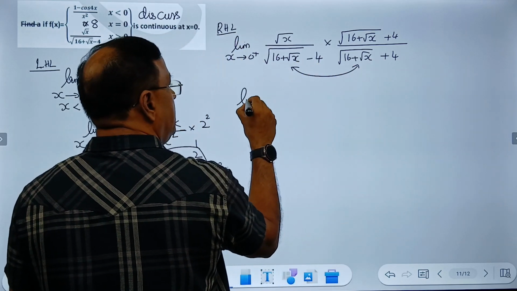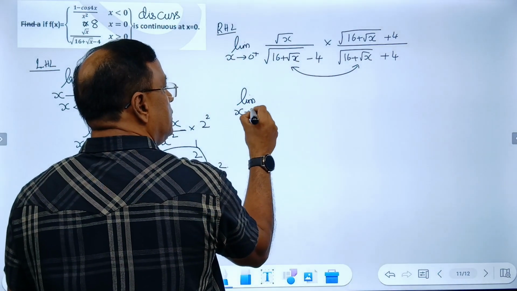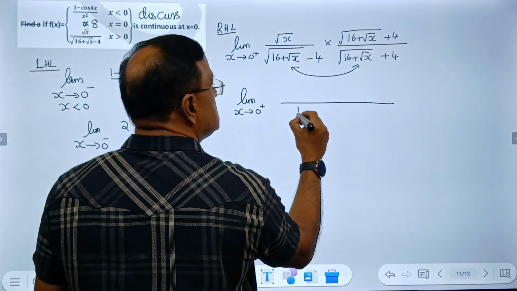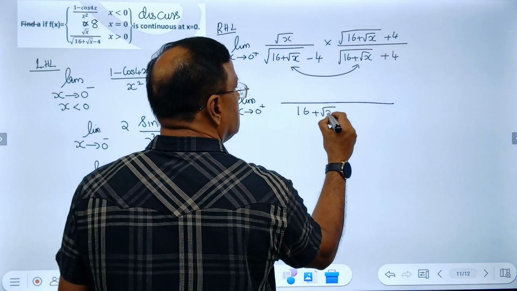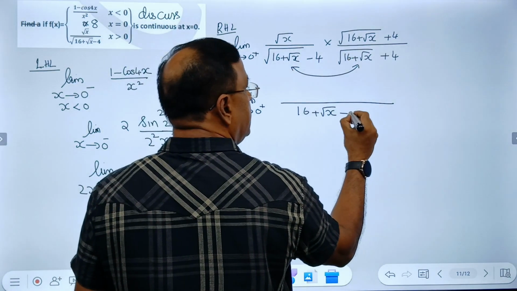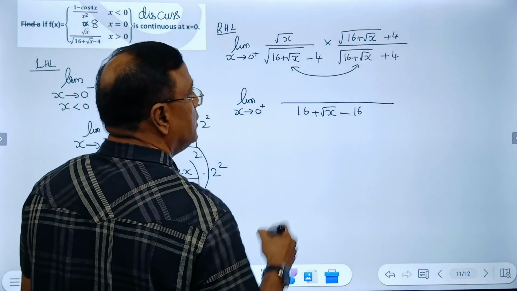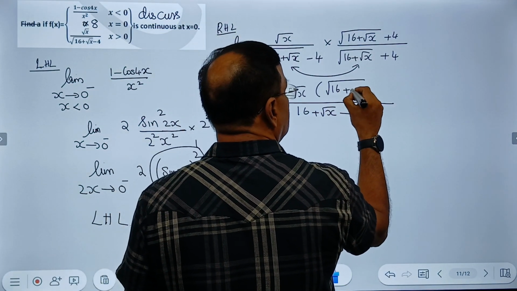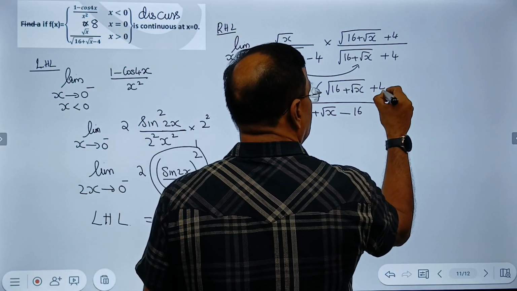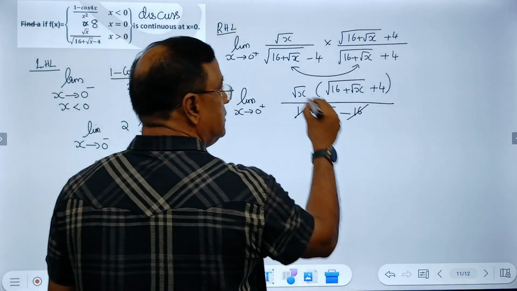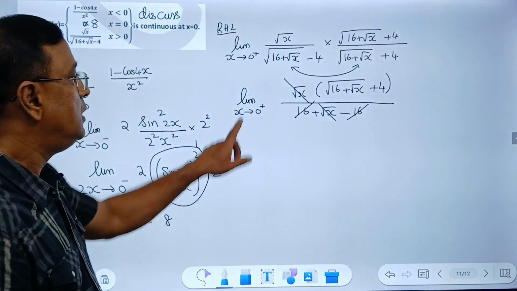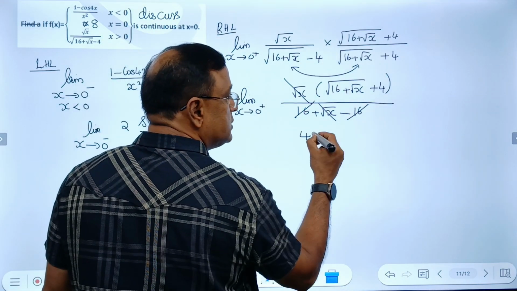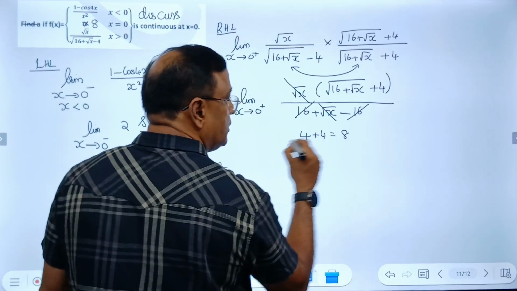What happens to the denominator? A plus b into a minus b. If I do that, I will get root 16 plus root x, that is a square, minus b square, into root x into root of 16 plus root x plus 4. Now 16 gets cancelled, root x gets cancelled. Now put x is 0, what do you get? Root 16 is 4, already there's another 4, so it's 8. So what is RHL?